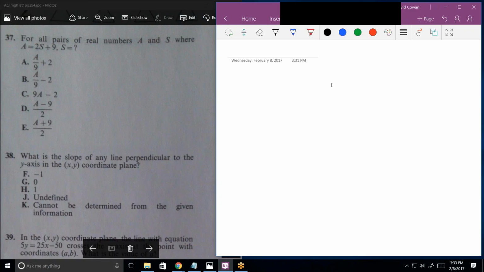For all pairs of real numbers, A and S. Don't get confused by the first part of these things. In other words, you could eliminate the entire first part. And if it said A equals 2S plus 9, what does S equal? That's the only thing that matters, that second part.